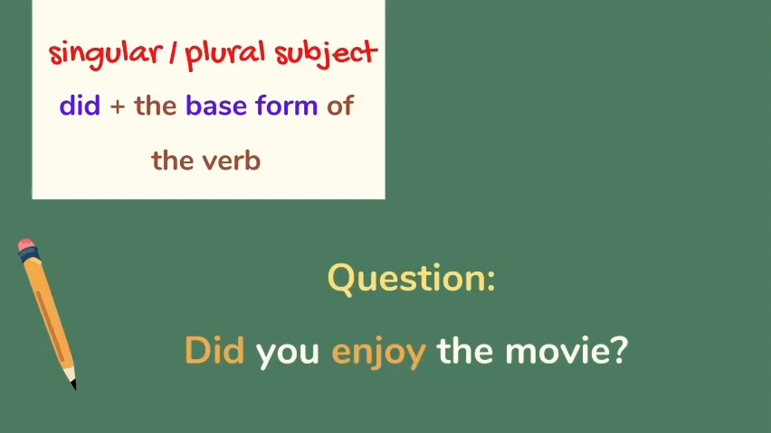So I hope that this time everything is clear to you. Again, we have the three different forms of past tense. We have the simple past, the progressive past form, and lastly, we have the emphatic form.